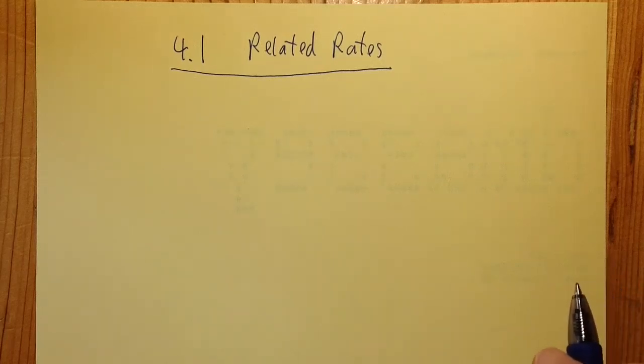This video is on related rates for calculus. This is the same as section 4.1 in the book. I really recommend you read the section of the book. It's only a few pages, though it could take you a while to really understand it, work through the problems, their example problems. That will really help, and I'll try to do the same thing here, and then hopefully you get a really good grasp of what's going on.